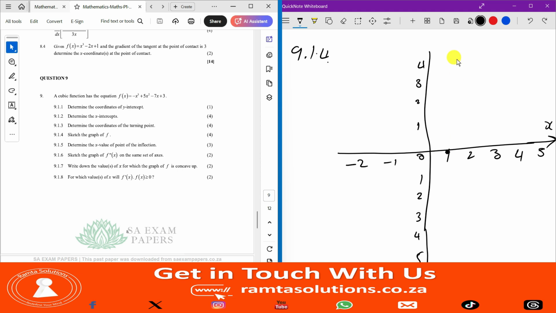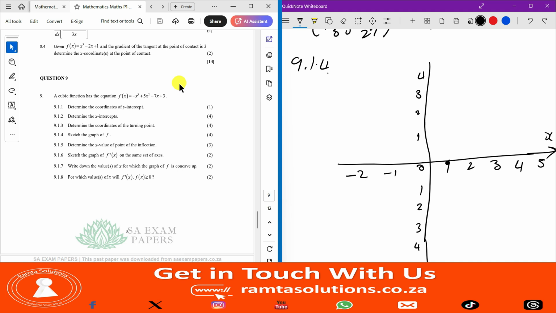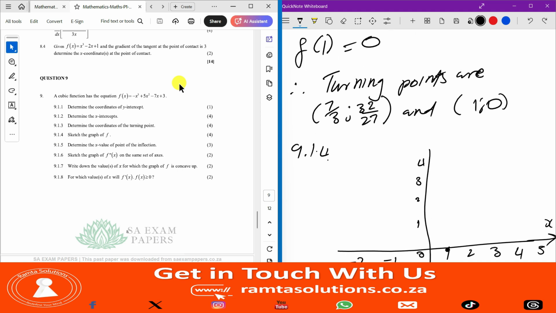So let's see. We had an x-intercept at (1, 0) and a turning point as well. So this ends with a frowning face. And then we had another turning point at x equals 7 over 3. What is it, guys? It's 2.33, isn't it? Yeah, it's 2.33. Let me confirm. 7 over 3 is 2.33.